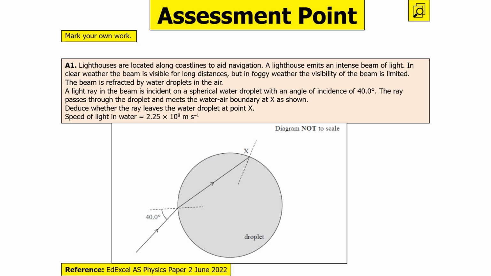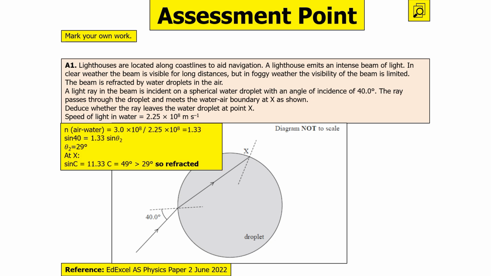Right, so how do you work this through? Well, firstly, work out the relative refractive index, so you've got both speeds of light in the particular media. So you can say air to water is 3 times 10 to the 8 over 2.25 times 10 to the 8, so it's 1.33. We can then work out what our angle is going to be by doing n1 sine theta 1 equals n2 sine theta 2.